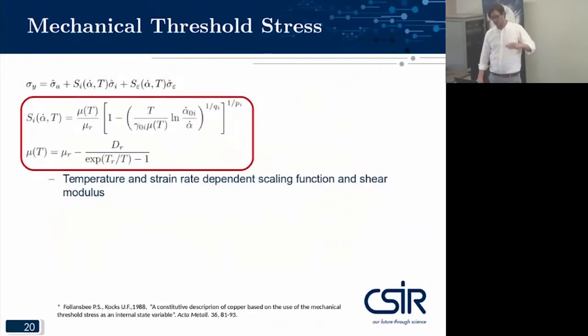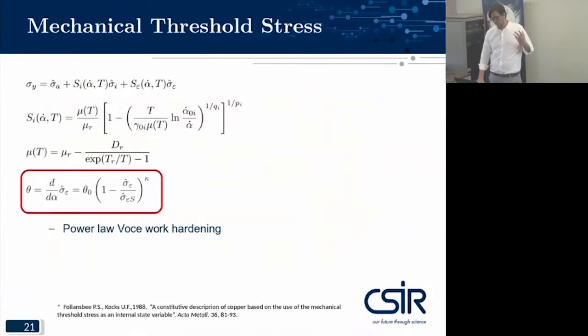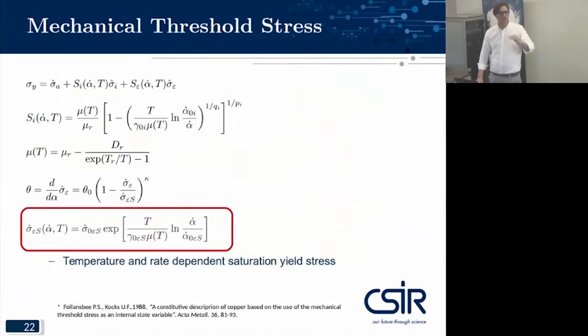Typically, you have these scaling functions that follow some Arrhenius formulation to look at temperature and rate effects. You also have the shear modulus, the elastic component of materials, also temperature dependent. Then we have the evolution equation of the internal state of stress. That's just a Voce work hardening law. And we have a saturation stress that is temperature and rate dependent again. So it deforms, but it will saturate at different stresses.